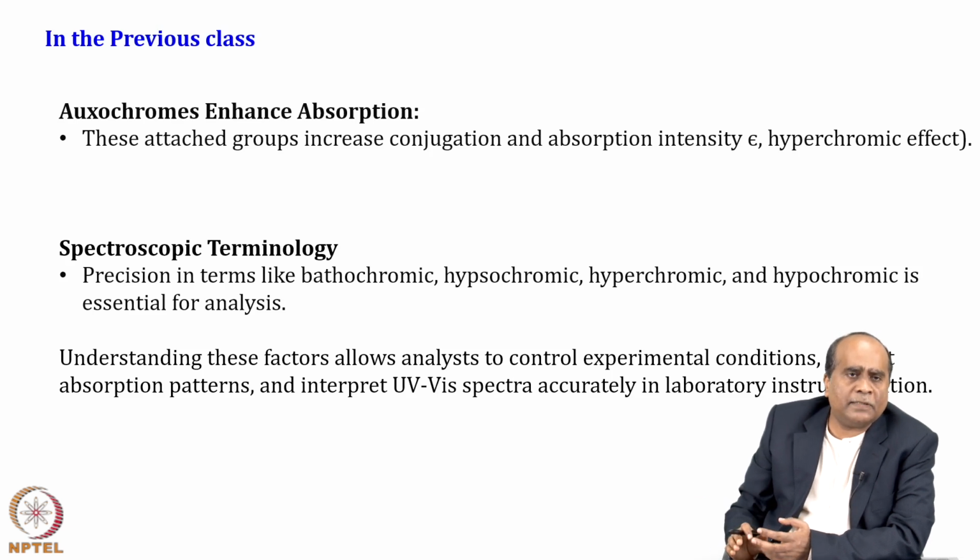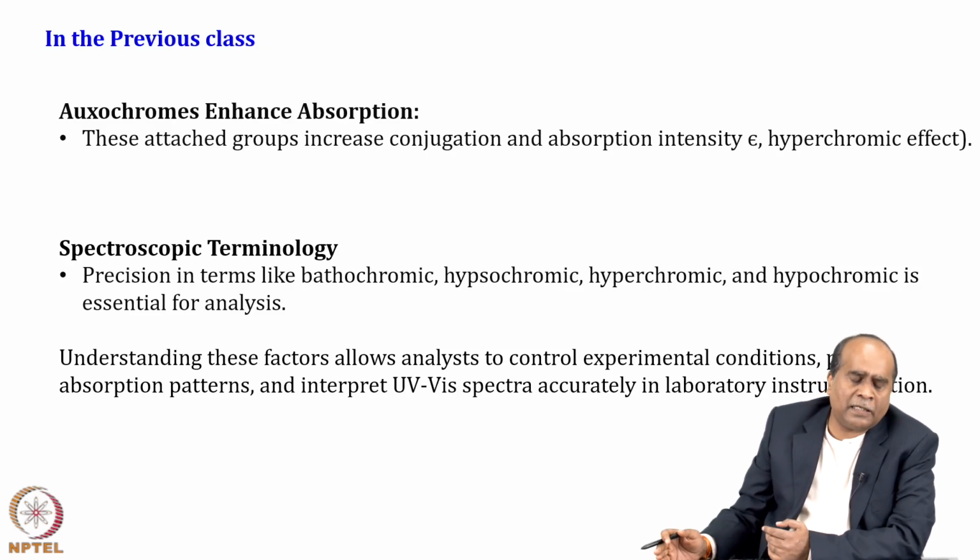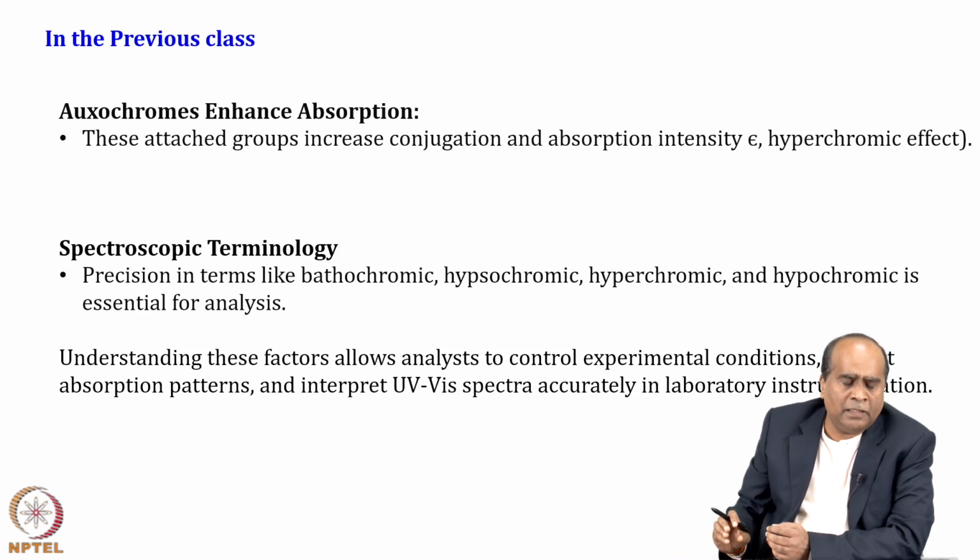Then we have seen that an auxochrome enhances the absorption. So, any attached group which increases the conjugation increases the absorption intensity, and this is called hyperchromic shift. Last time we concluded with many terminologies: what is bathochromic shift, what is hypsochromic shift, hyperchromic or hypochromic shift, and how these are essential for analysis of a chromophore, and the chromophore essentially is a reporter of the phenomena that is happening.